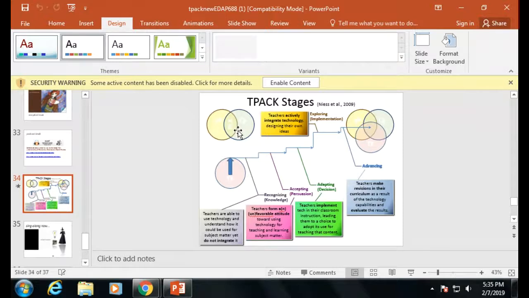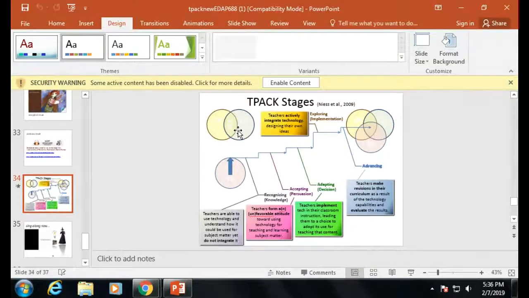But in our day and age, we have to teach that. That's what the whole CARE thing was all about. We have to teach kids how to have civil discourse. If we have acceptance of that, and if we have the ability for teachers to use it, then what we see is teachers will start implementing tech in their classroom instruction, leaving them a choice to adapt its use for teaching that content. So we see teachers who use tools that they can get through the use of technology in their classrooms. And then what they'll see is there's an opportunity for that technology to bring something back that they can then utilize with kids to do demonstrations of understanding, or help kids to understand the content.